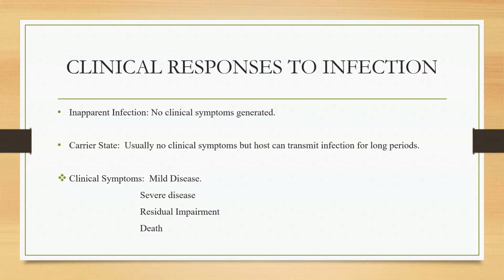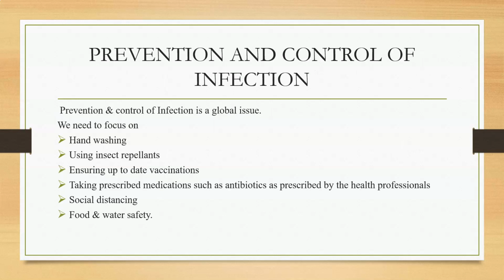If a person gets infected, the clinical responses to the infection could be inapparent infection, wherein no symptoms are generated. A person remains asymptomatic, or can be in a carrier state. Usually there are no clinical symptoms, but the host can transmit infection for long periods. If a person presents with clinical symptoms, it could be in the form of a mild, moderate, or severe disease, and there could be residual impairment. And if untreated, it can lead to death.